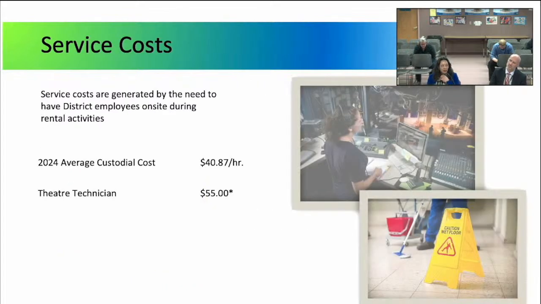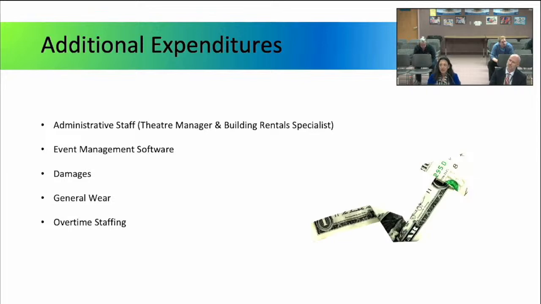These are just based on actual costs. Our average custodial cost is approximately $41, and our theater technician is about $55 per hour. Here are some additional expenditures that come with building rentals. There's the administrative staff, the theater manager, and the building rental specialist. We utilize an event management software system. There are also costs for damages, general wear, and overtime staffing.